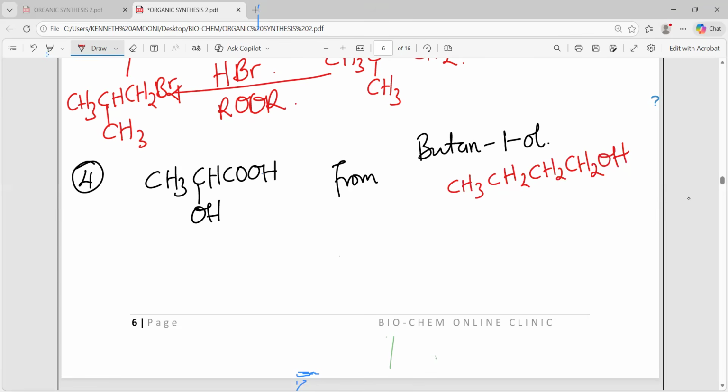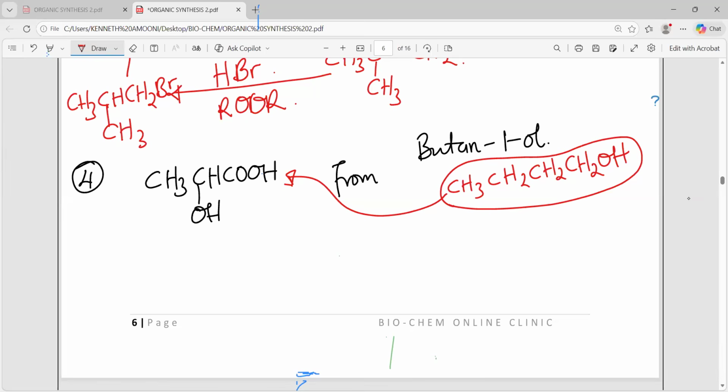Now, we are moving from this compound up to this compound. You're seeing that? So this is the final product. So the first thing in that synthesis, you're going to look at those two compounds and try to see how different they are.